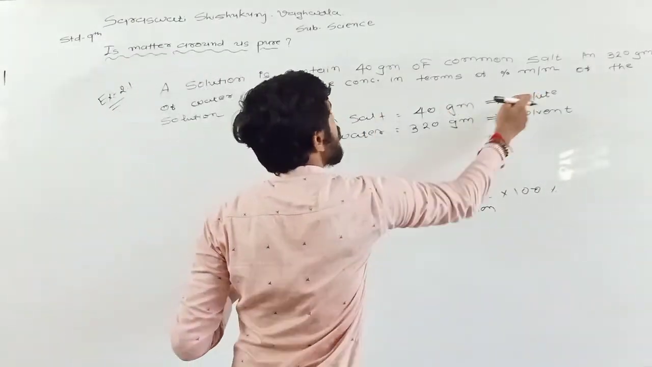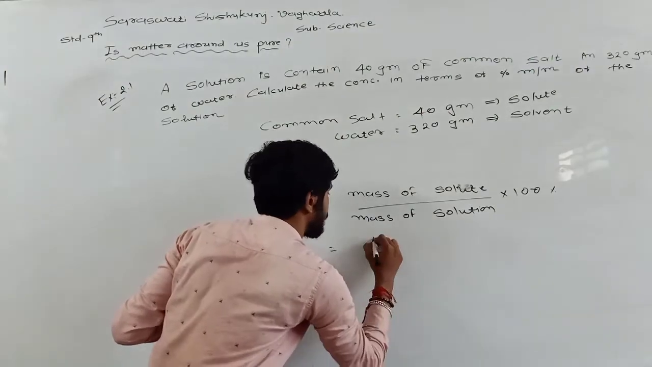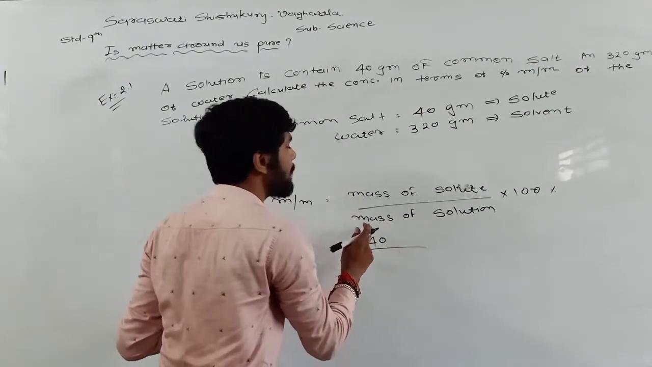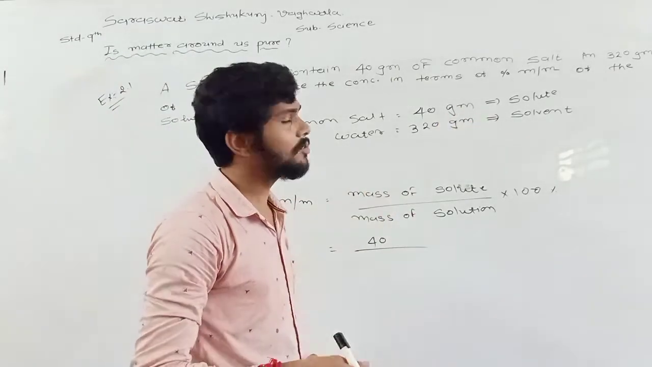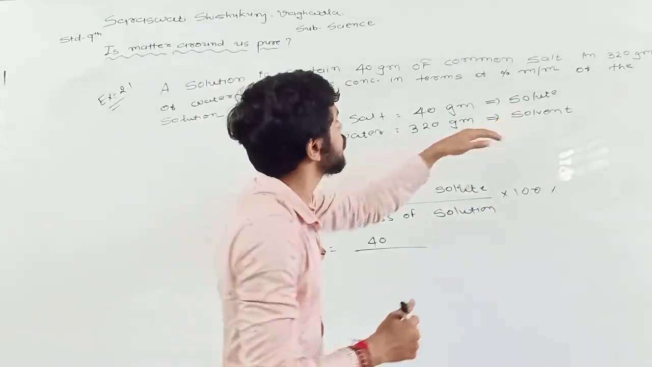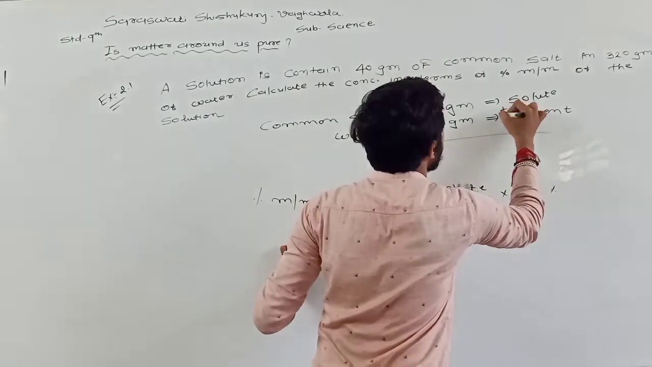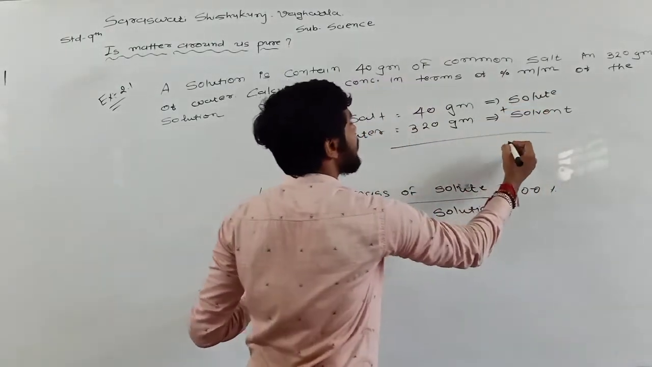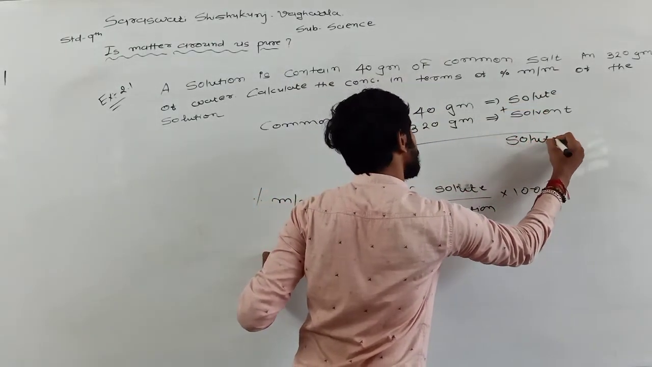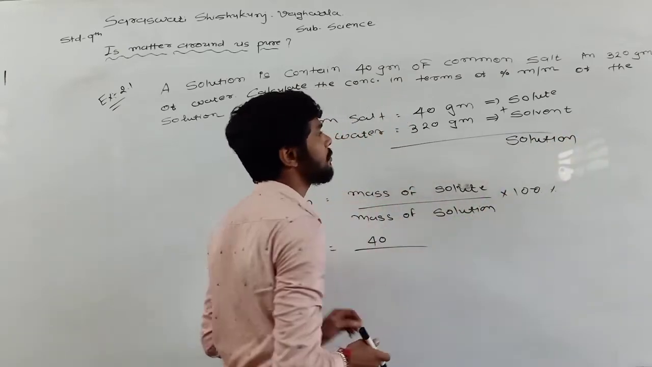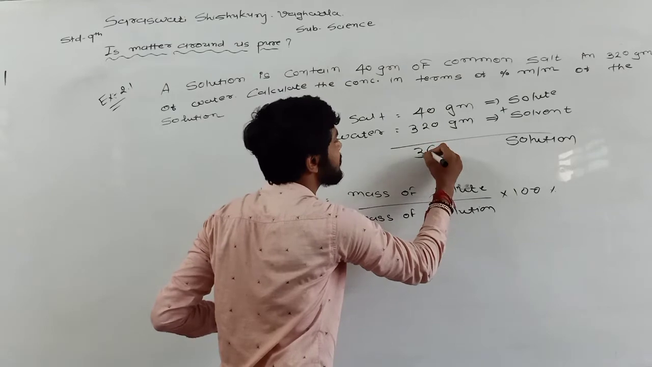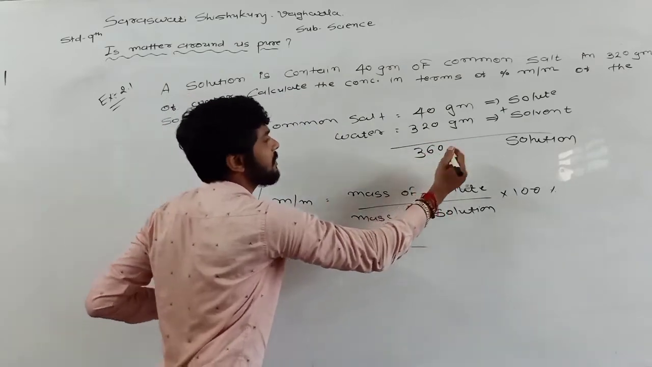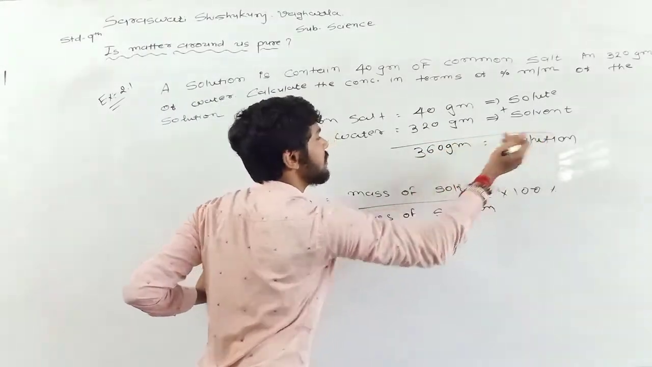The mass of this solute, that is the 40 gram. Okay. Divided by mass of solution, what is the mass of solution? Here we don't have the mass of the solution. So what we have to do? We just have to add the solute into the solvent, then we will get the solution. Okay, so solution is equal to solute plus solvent. So 40 plus 320 will get the 360. So the 360, that is the mass of the solution.